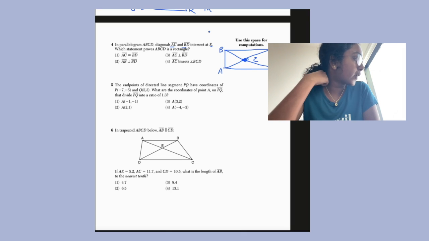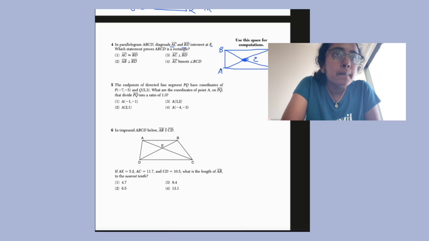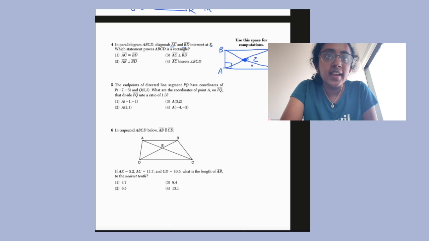We know that it is a rectangle if you have 4 sides and you have 90-degree intersections. So we have AB, AC. Yeah, if the diagonals are the same, I'm pretty sure we know AC bisects... yeah, we're just gonna go with this.